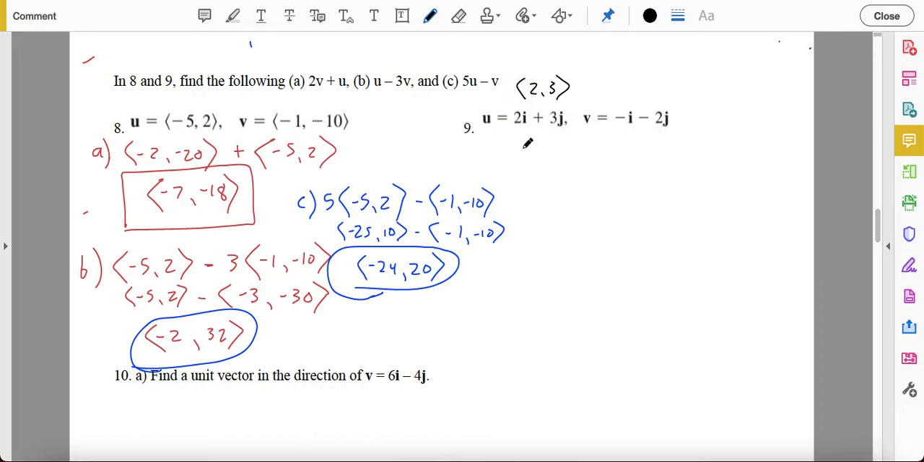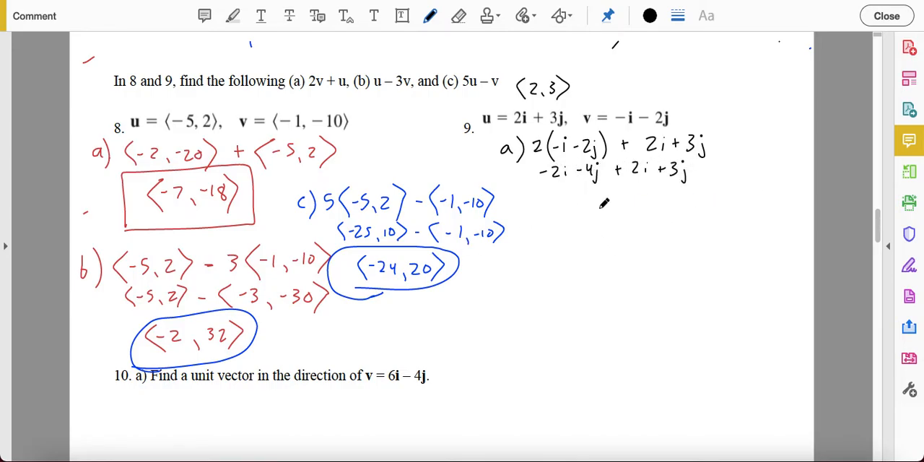All right, so again, for part A, I've got 2v plus u. So we've got 2 times the vector v, which is negative i. Actually, I can rewrite it like this. We got negative i minus 2j, and then plus vector u, which is 2i plus 3j. And we can distribute and combine like terms. So we got negative 2i minus 4j plus 2i plus 3j. Now we combine our i's, combine our j's.